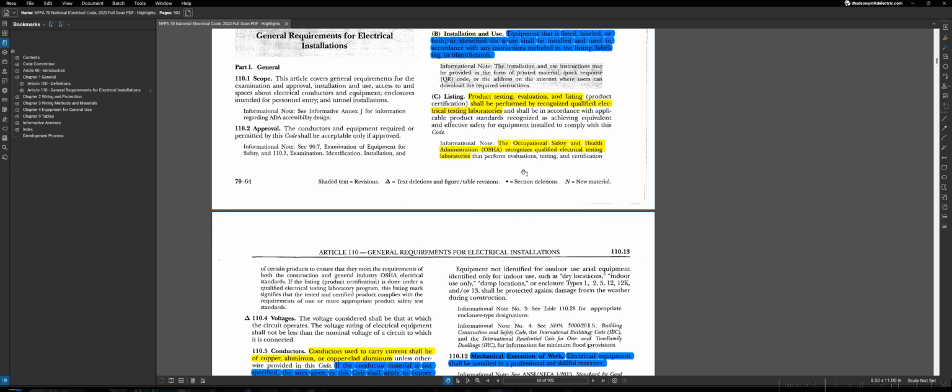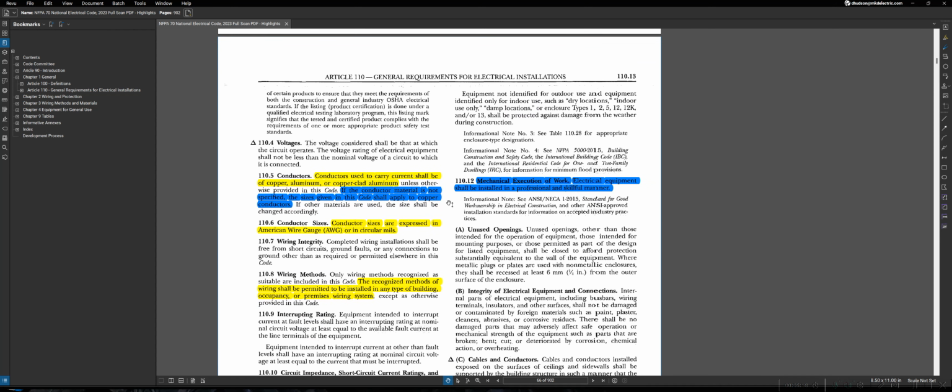I wanted to draw attention to that point for an informational note here, that listing is actually maintained by OSHA, the Occupational Safety and Health Administration. So they offer a full list of all the nationally recognized testing laboratories in North America, which you can look up if you're unsure of whether the stamp or listing on a piece of equipment is nationally recognized and would conform with the NEC.